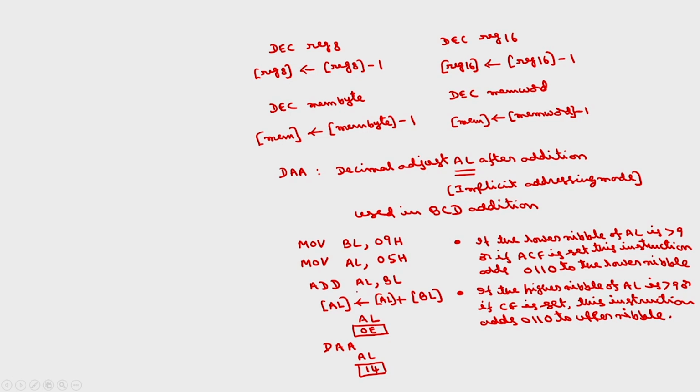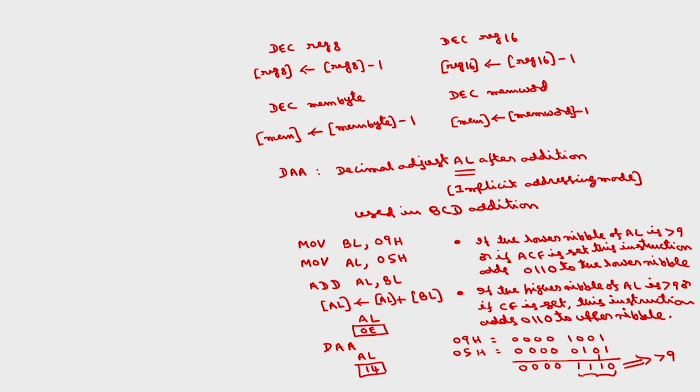If I take the same example, adding 09 plus 05, 09H will be 00001001 and 05 will be 00000101. If I perform the addition, 1 plus 1 is 10, and the result is 00001110. Check the lower nibble result; it is 14 in decimal. There is no auxiliary carry flag, but if either condition is satisfied, either the auxiliary carry flag is set or the lower nibble is greater than 9. Because this lower nibble value is greater than 9, it qualifies.